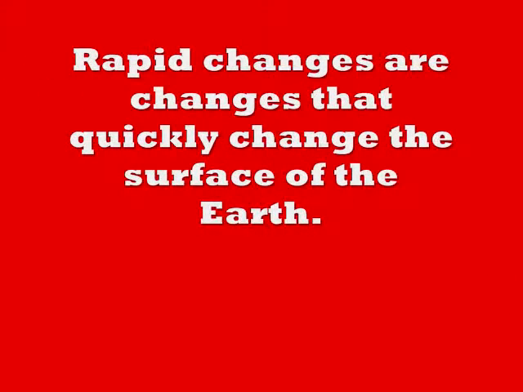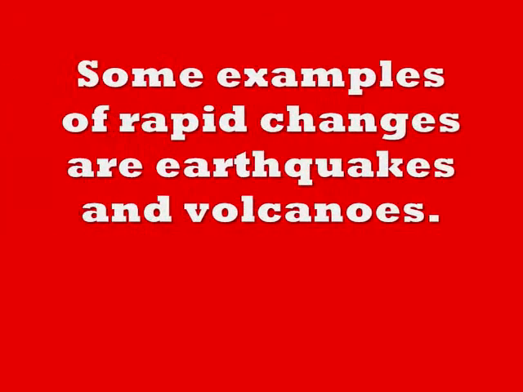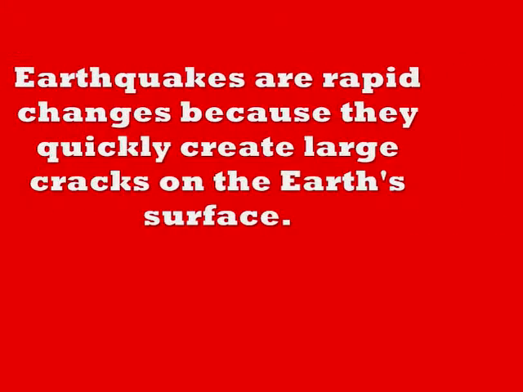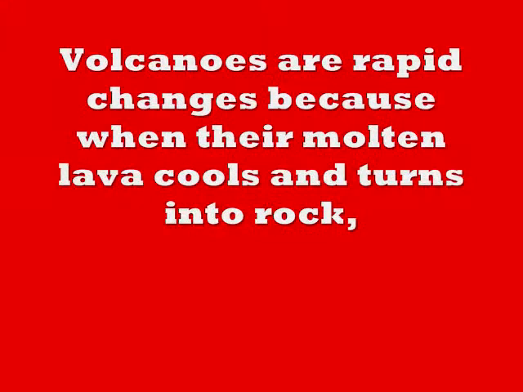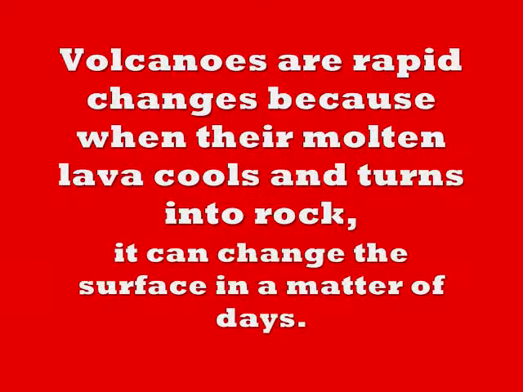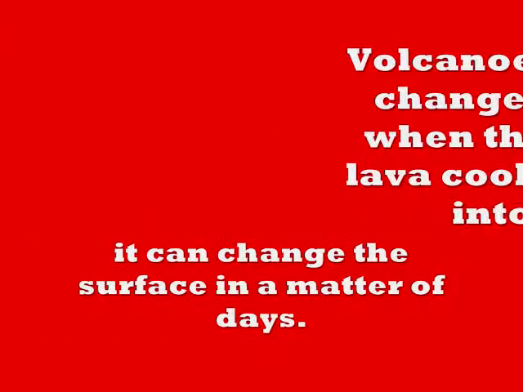Rapid changes are changes that quickly change the surface of the Earth. Some examples of rapid changes are earthquakes and volcanoes. Earthquakes are rapid changes because they quickly create large cracks on the Earth's surface. Volcanoes are rapid changes because when their molten lava cools and turns into rock, it can change the surface in a matter of days. Is that all we need to know, Captain Awesome?